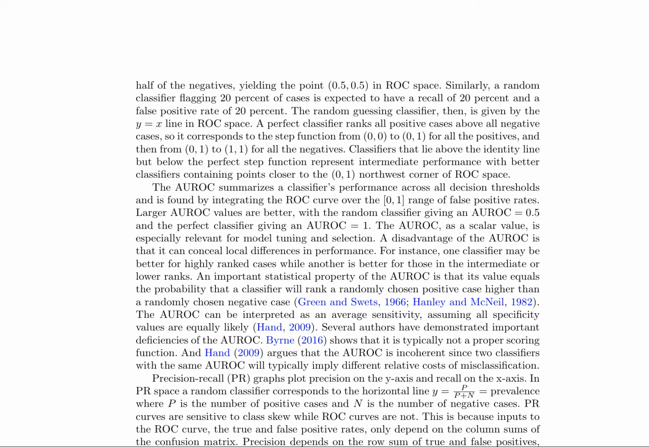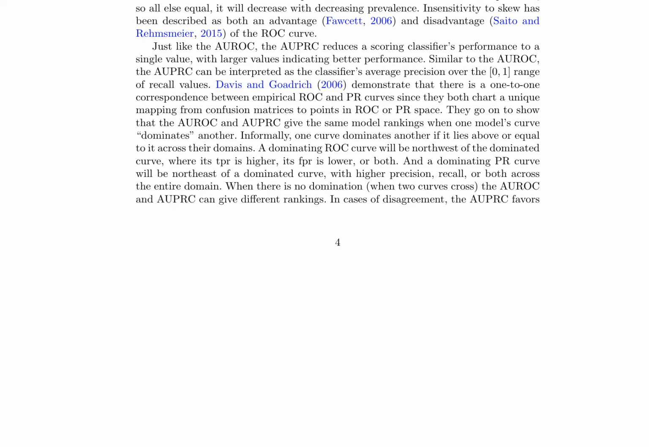The AUROC is equivalent to the probability that a classifier will rank a randomly chosen positive case higher than a randomly chosen negative case. However, the AUROC has limitations, as it can conceal local differences in performance and is not a proper scoring function. In contrast, precision recall (PR) graphs plot precision on the y-axis and recall on the x-axis, with a random classifier corresponding to a horizontal line.